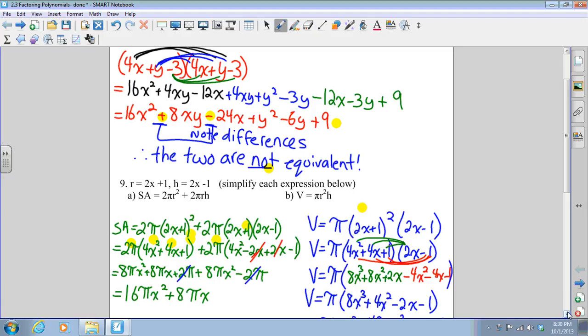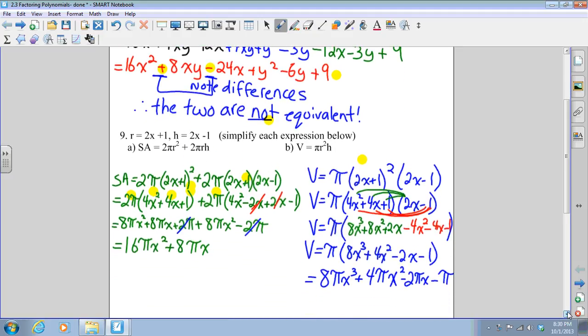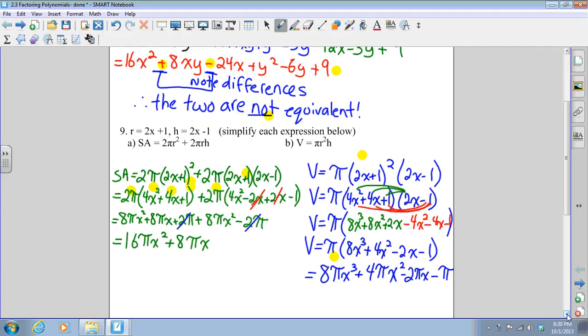And then again, after you collect like terms, you multiply everything by pi and just change the order if it's not in proper order. Again, highest power exponent first, and then the lower powered exponents. Okay? So that was 9.